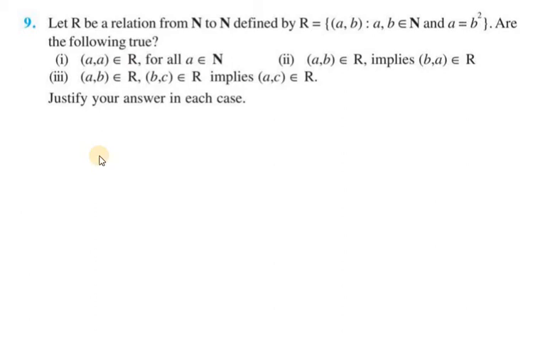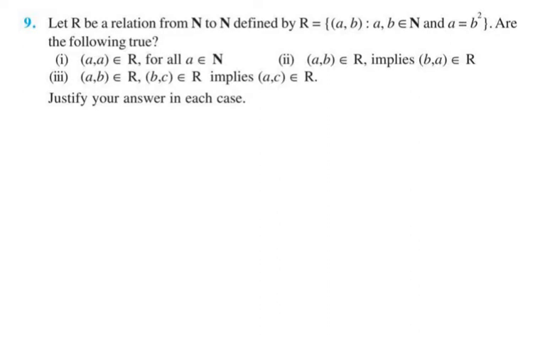Hello all, let's start with question number 9 of miscellaneous exercise chapter 2. It says let R be a relation from N to N defined by R equals {(a, b) : a, b belongs to N, that is natural numbers, and a equals b square}. Are the following true? The first one says (a, a) belongs to R for all a belongs to N. Therefore this means that a equals a square. So we need to see whether it is true or not.